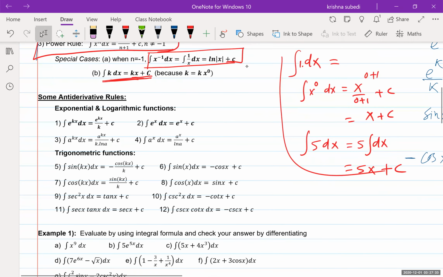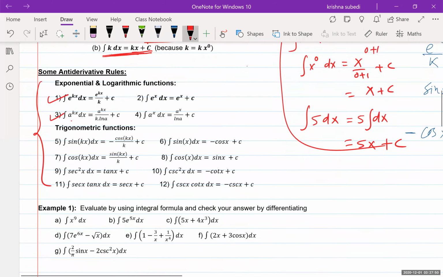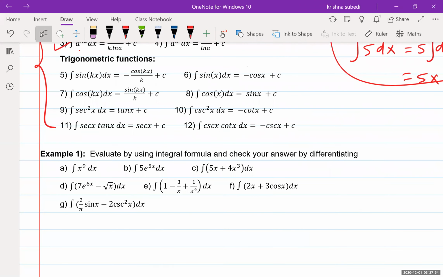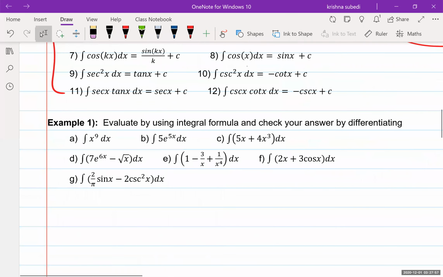In the same way, we have just looked at the formula for the exponential function. And there is another formula for a raised to power kx. And we have all of these formulas. So we're going to use these formulas to solve some of the problems here. All right. Now let's look at example 1, part A.